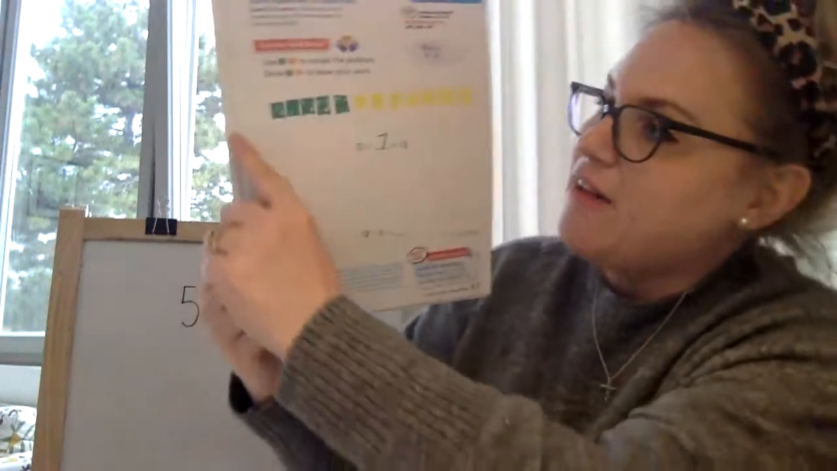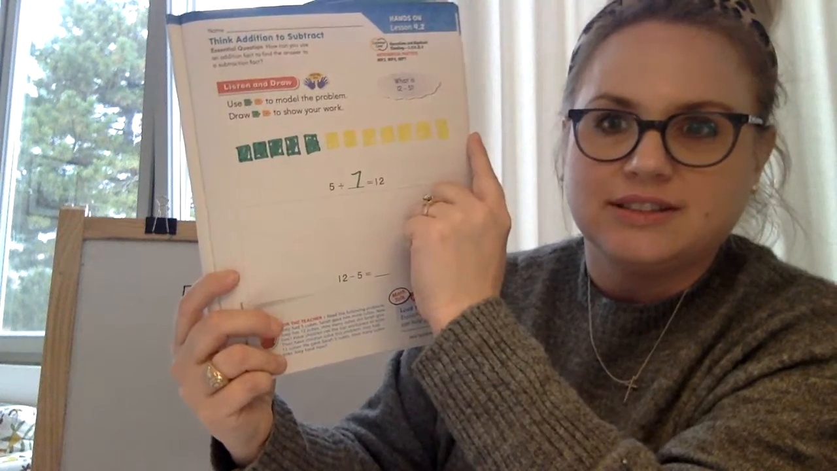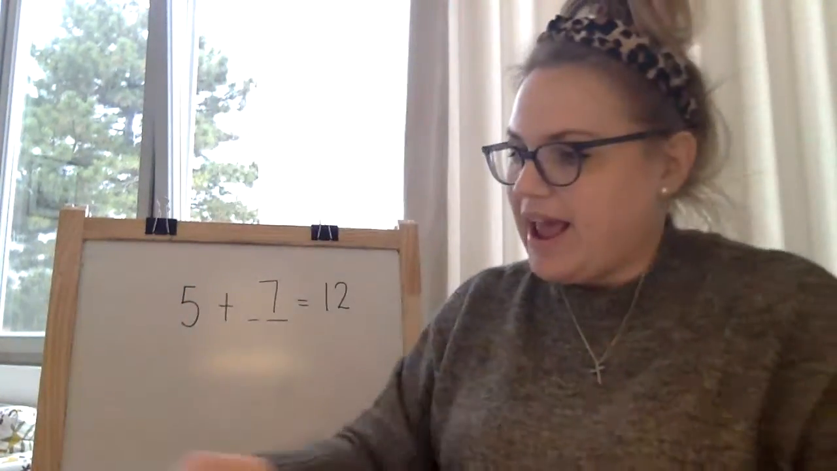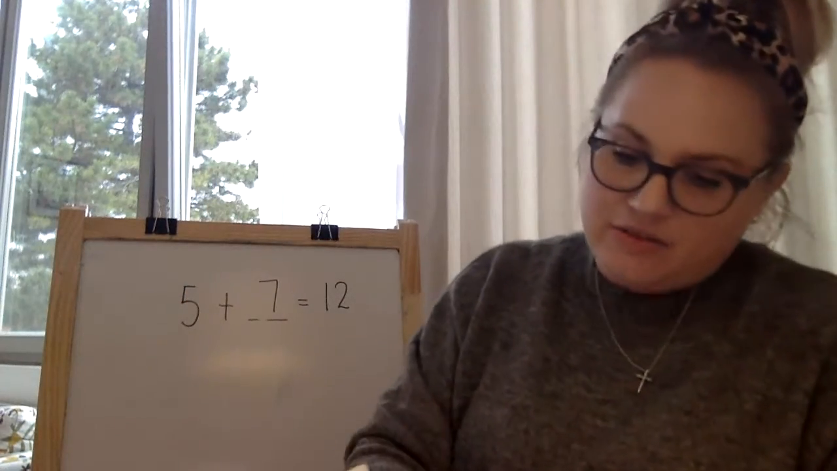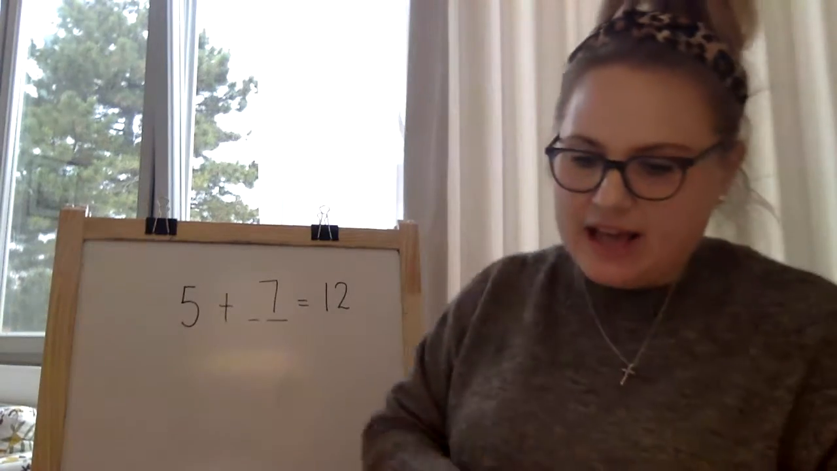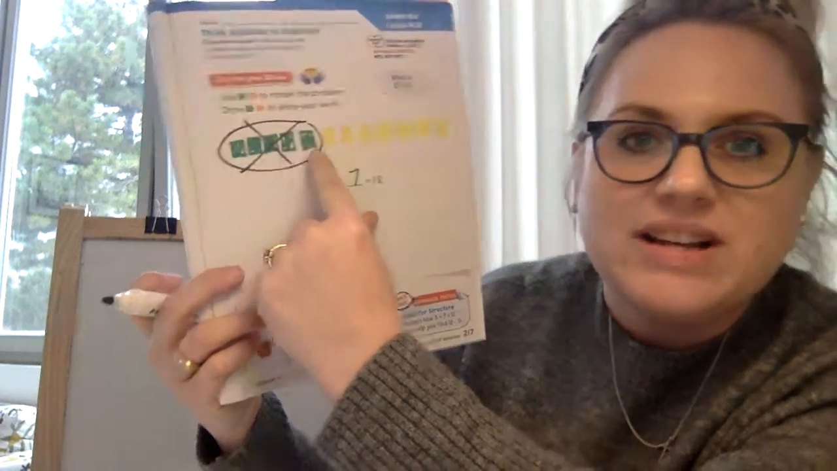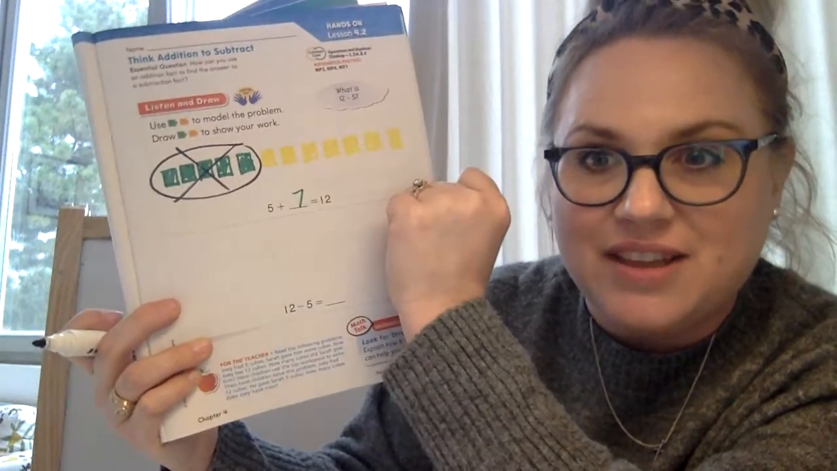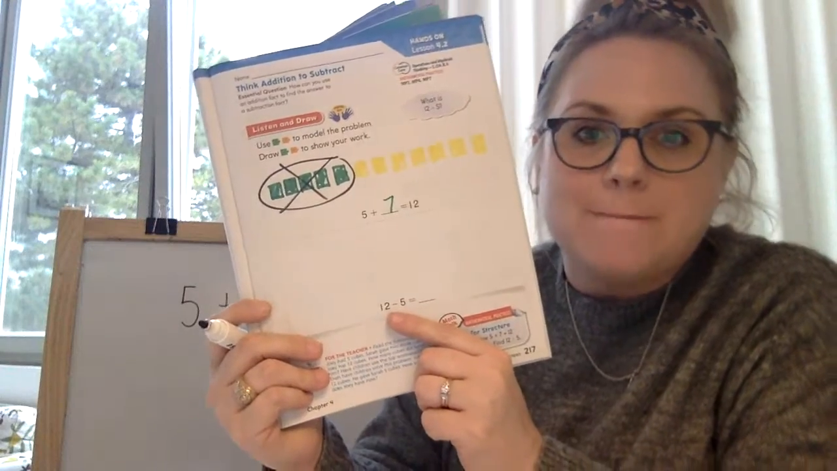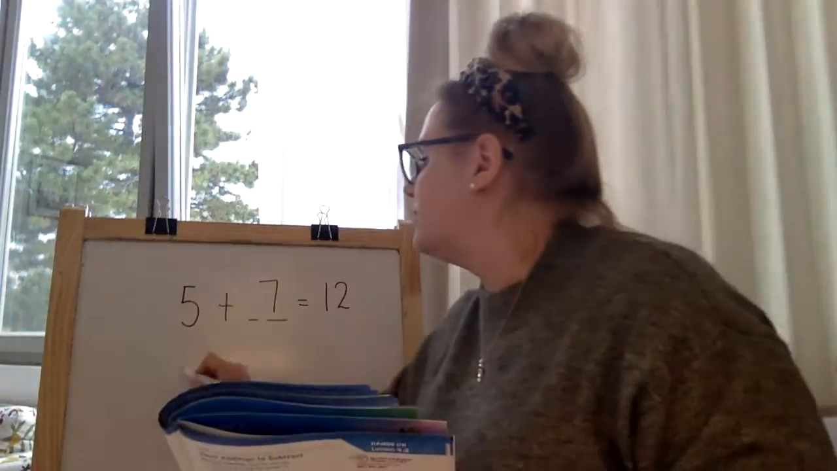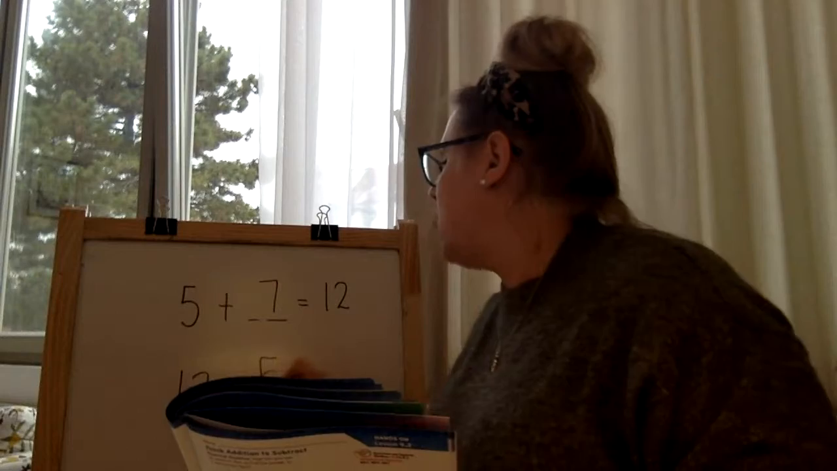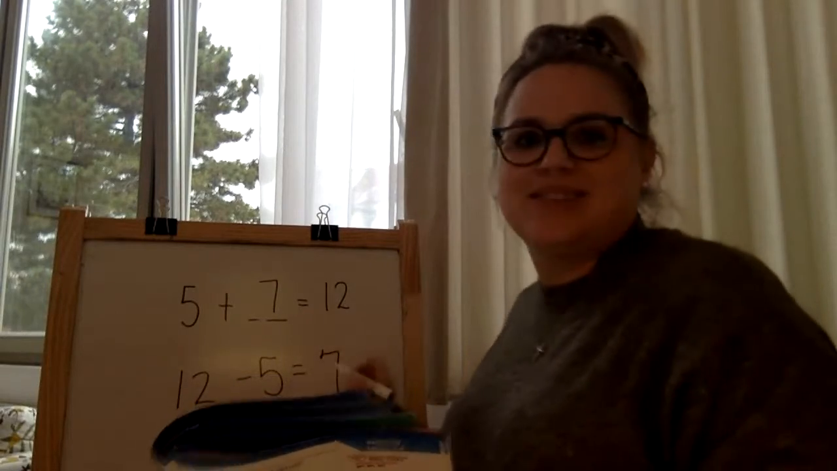Notice that if I have 12 and I take away the 5 that Joey already had, like this, what does that leave? It leaves 7. So I can also use subtraction to solve this. 12 minus 5 equals 7.